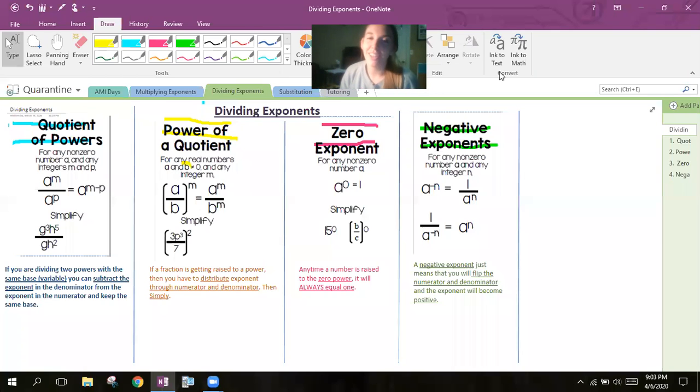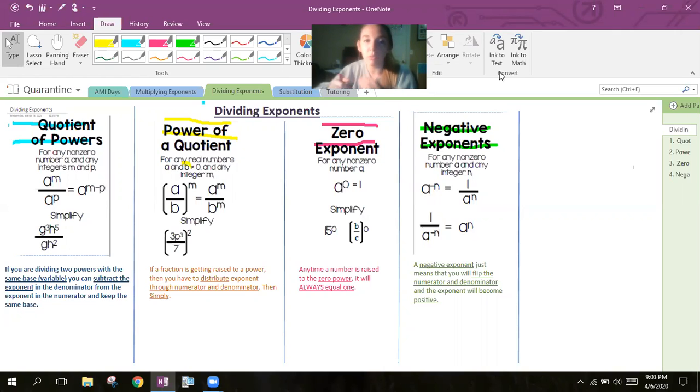Hey guys. All right. So here is our next skill that we're going to be talking about. Yesterday we talked about multiplying exponents. And so today we are going to be talking about dividing exponents. Okay, so yeah, let's go ahead and get started.